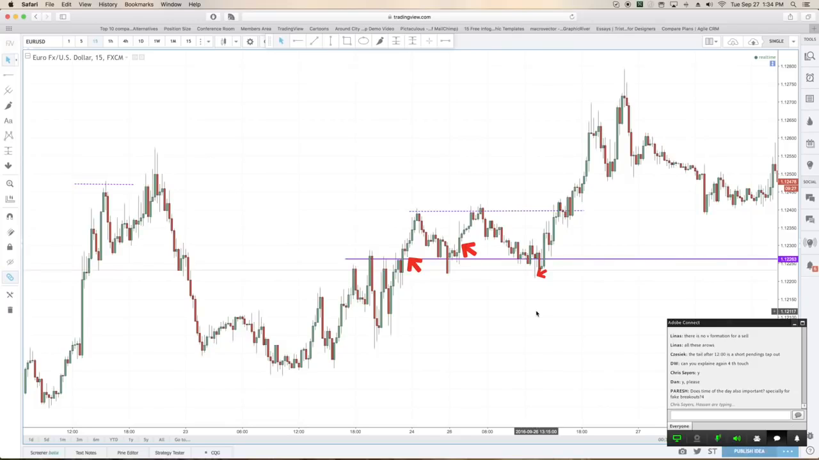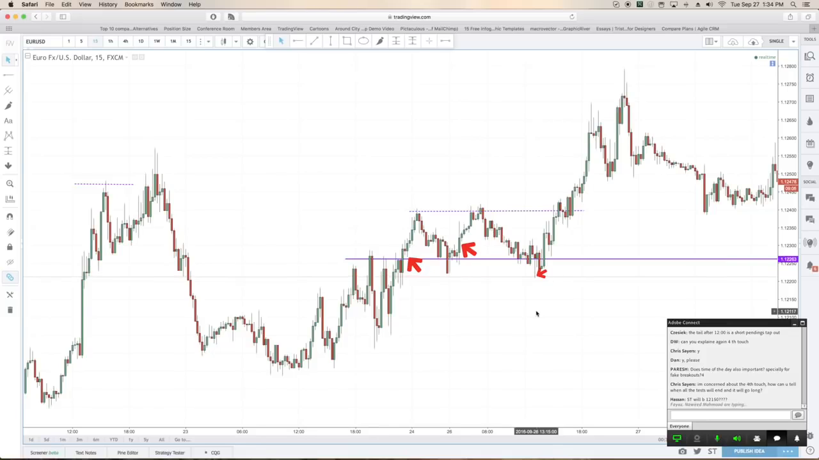Okay, does time of day also matter, especially for fake breakouts? Paresh, no. The time of day will automatically fit in. If there's a range and a breakout happening, the breakout is happening because the markets are active. So generally you're going to be in a hot session when the breakout happens.